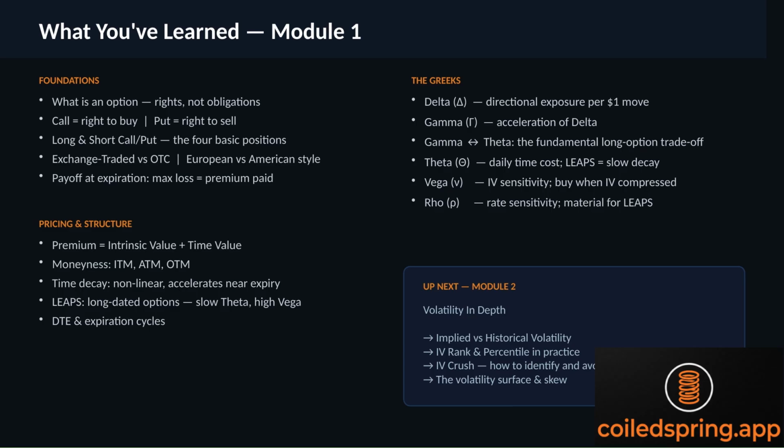You understand the fundamental difference between the buyer and the seller. The buyer pays a premium to obtain a right, while the seller receives that premium in exchange for taking on an obligation. You have learned the 4 basic positions: long call, long put, short call, and short put, and for each one you now know the risk profile, the payoff at expiration, and the economic logic behind it.